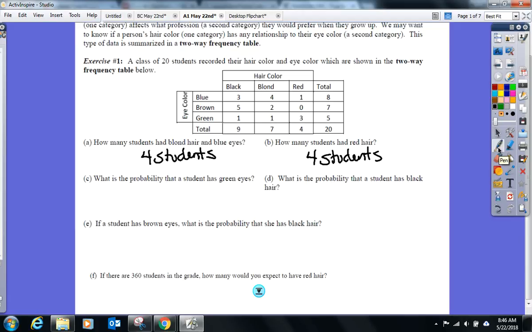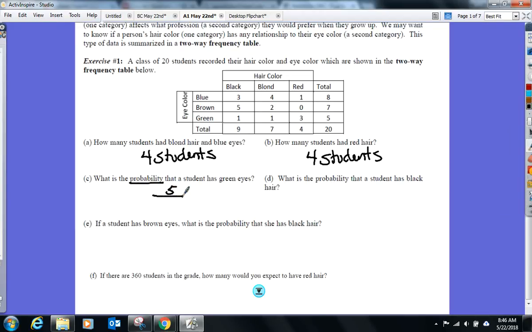Probability the student has green eyes. Probability now. So we're talking chance that the student has green eyes. Well, how many students, according to this table, have green eyes? 5, but now since we're talking probability, you have to tell me 5 out of how many students here? 20 total students. Everyone okay? And if you want to reduce it down to 1/4, you can, that's fine. If you want to tell me it's 25%, that's fine too.